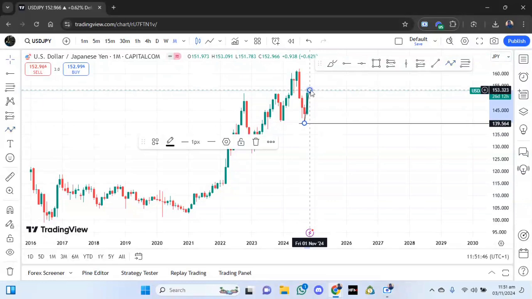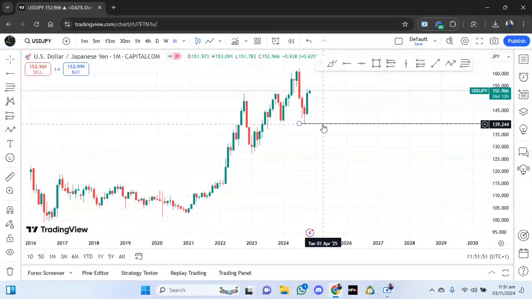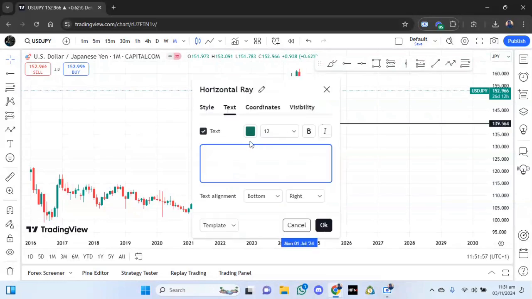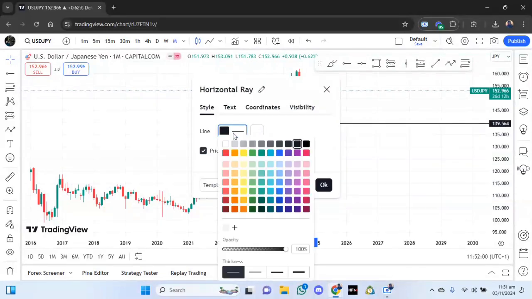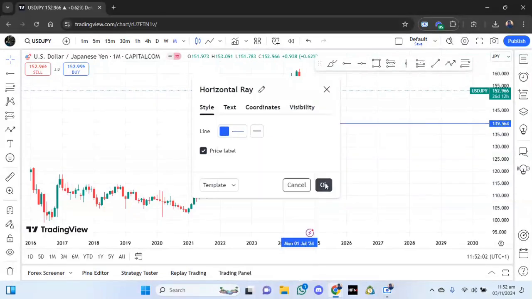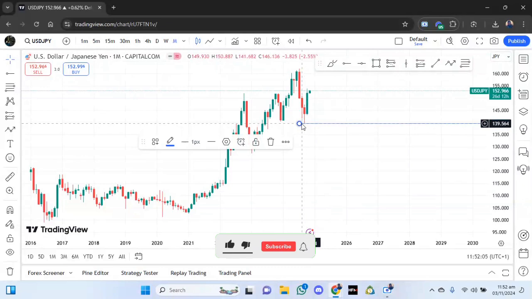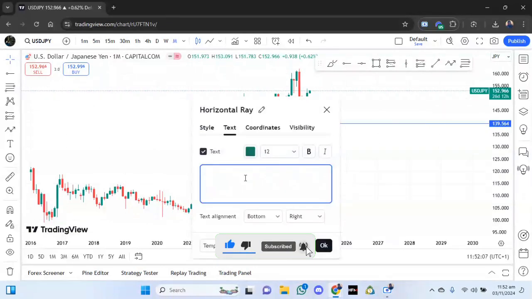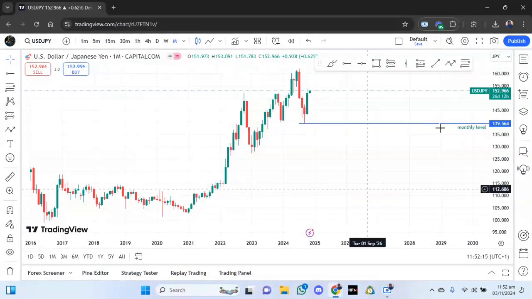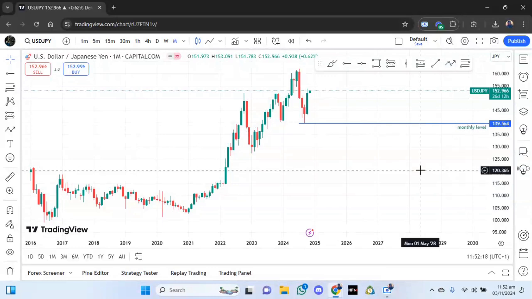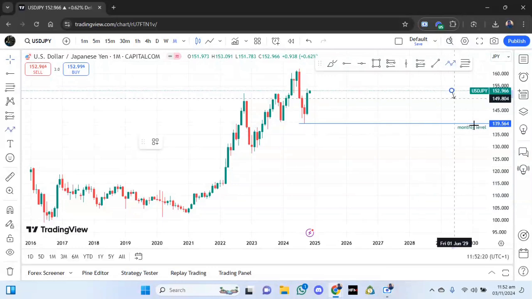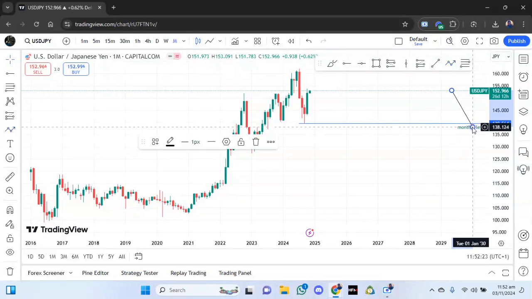So one thing you can do to differentiate your support and resistance levels is coloring them. So you can say for your monthly, you're going to make them blue. Let's just make our monthly levels blue. So whenever we see blue, we know that it's a monthly level, and you can also say monthly level, and we leave this on the right. As you can see over here, because we put it on the right, it shows on the right.